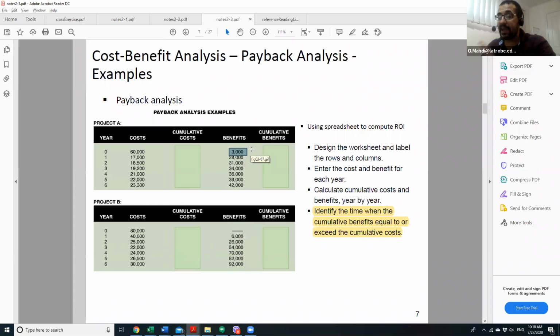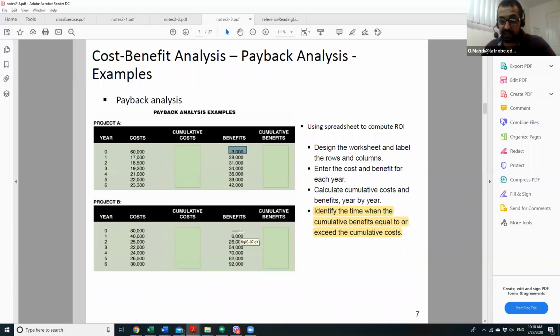All right, so again, it's not always that you have benefits in the first year. Sometimes, even if you have some benefits, they will be quite small. It's quite small, 3,000. Look here, 3,000, comparing to the cost of the initial year, 60,000. So you spend 60,000, and the benefits are 3,000. No, it's nothing compared to the initial value. It's nothing.